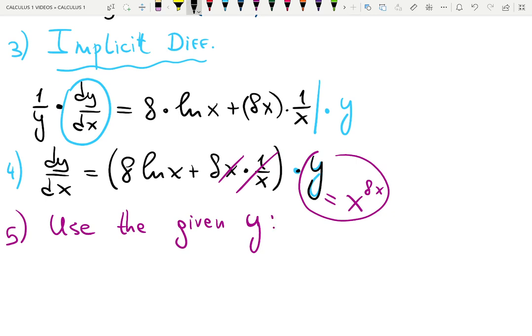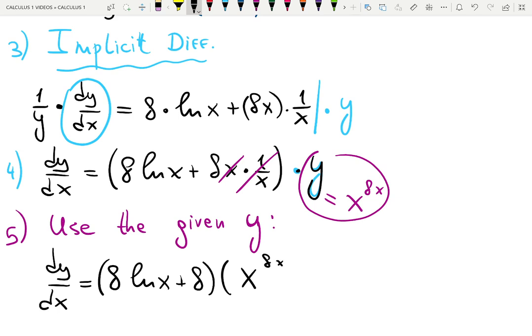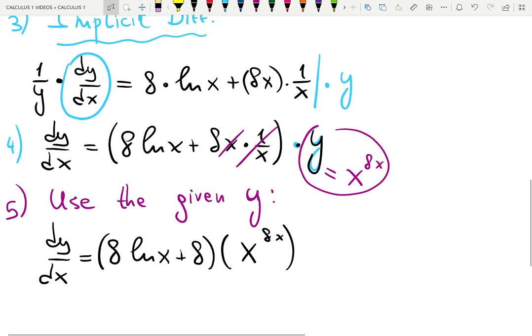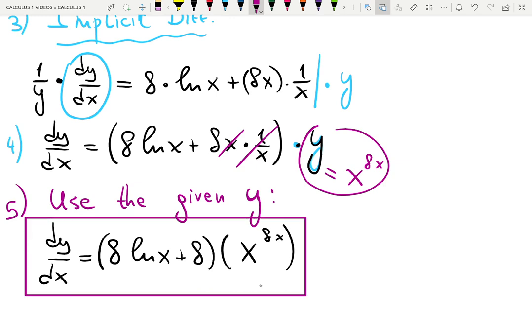So the answer will be dy over dx equals 8 ln x plus 8, and I simplified x times 1 over x, multiplied by x raised to the 8x. This is the answer for part A, when they just asked me to find a derivative before plugging everything in. I have two notes to make.